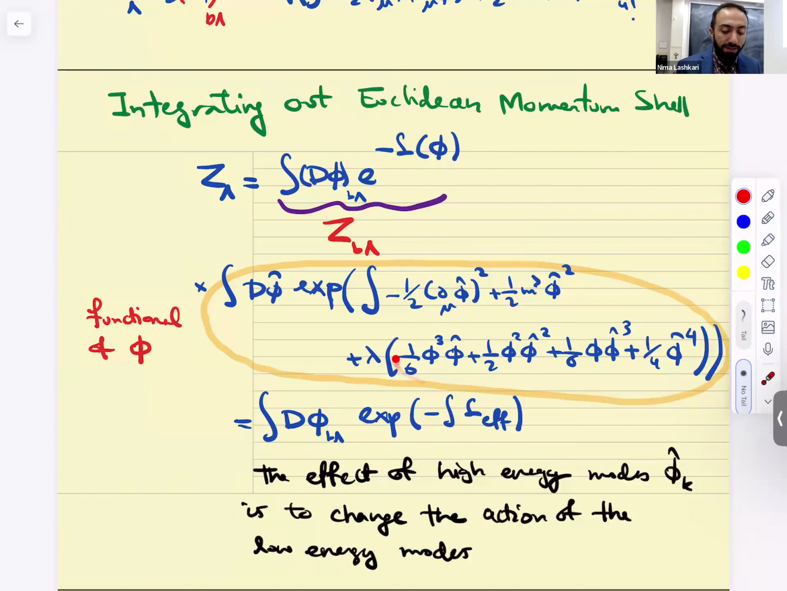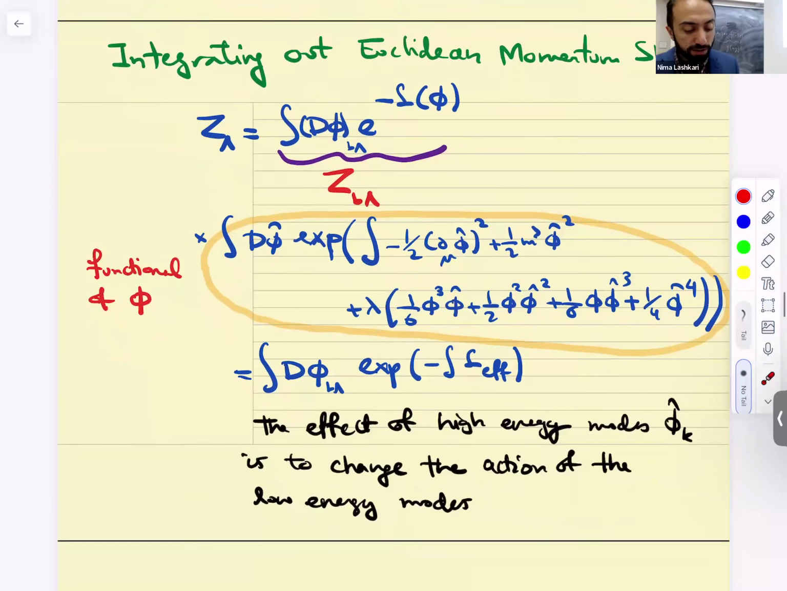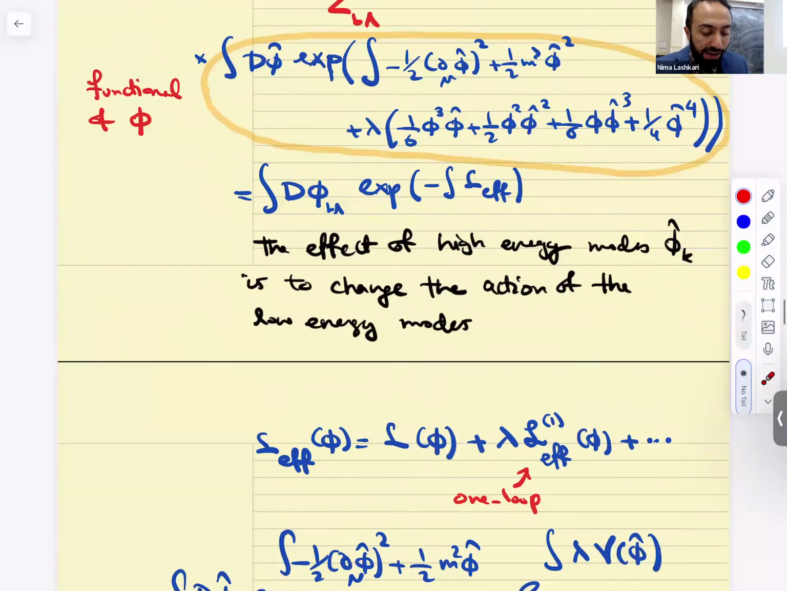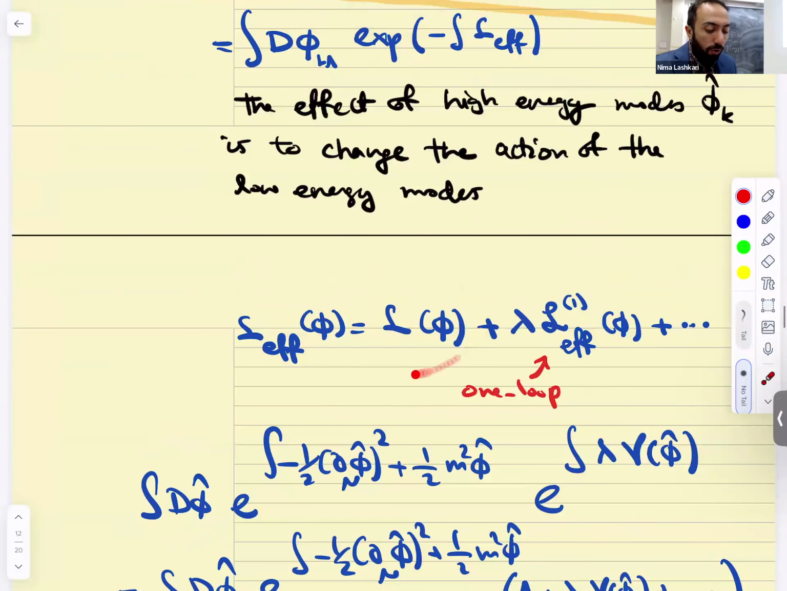This part, right, is the part that's going to contribute to the functional, and it's order lambda, because it came from interactions. Right? So it's going to sit here and it's going to start at order lambda. Good. So L effective is going to look like old L plus order lambda L effective part one. I shouldn't call this one loop. I think that's misleading. That's incorrect. And then order lambda squared and so on. Good.